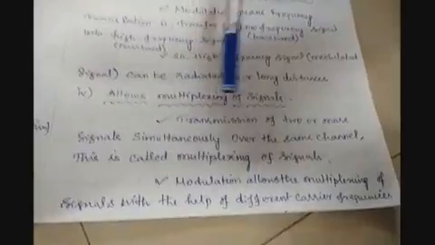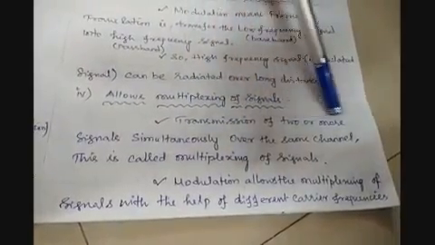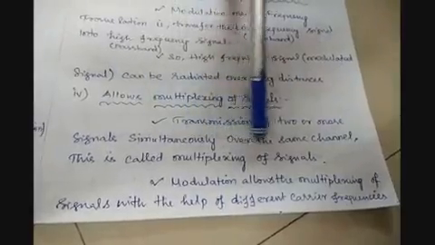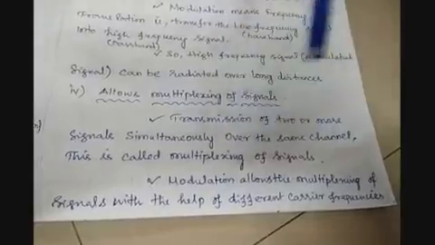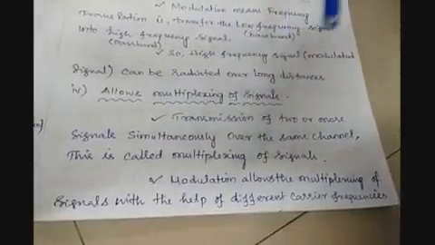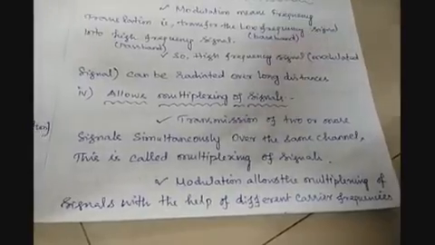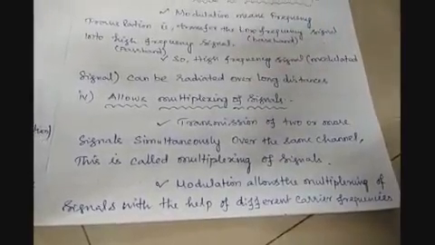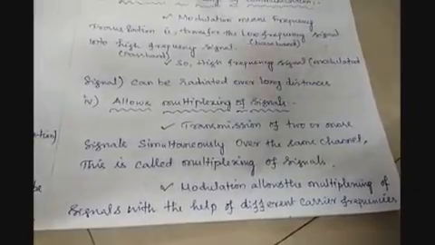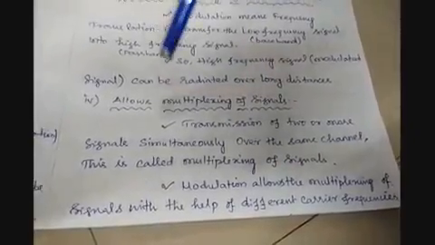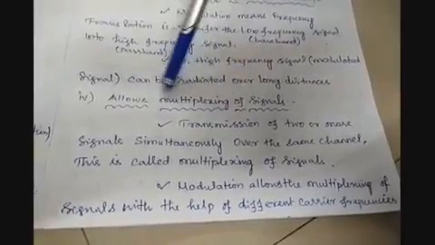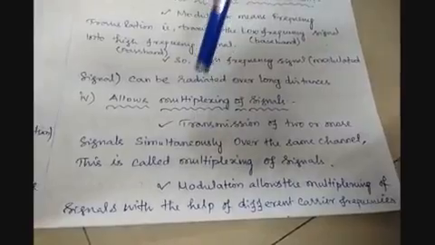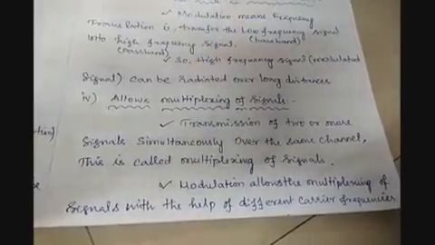See, multiplexing means transmission of two or more signals simultaneously over the same channel. See, again I want to tell you about TV broadcast. In TV broadcast, many stations are transmitted over the same path, right? So that process is called multiplexing. This multiplexing is possible if and only if the signals undergo the modulation process.